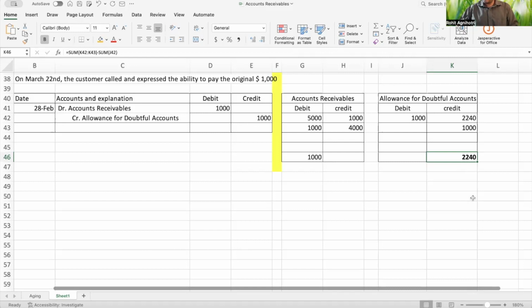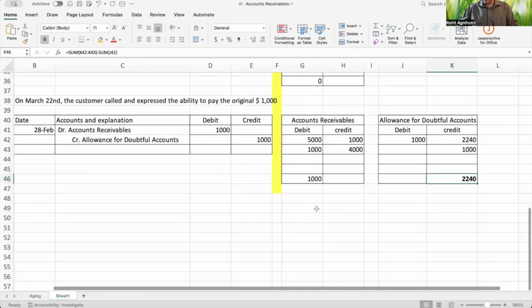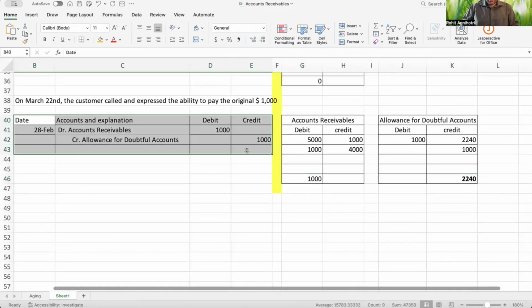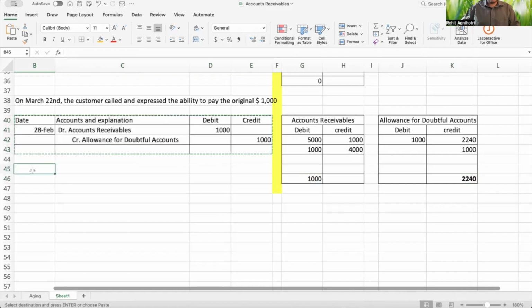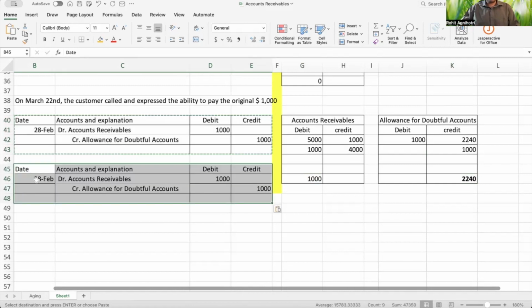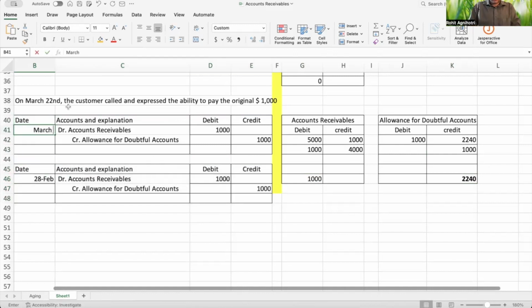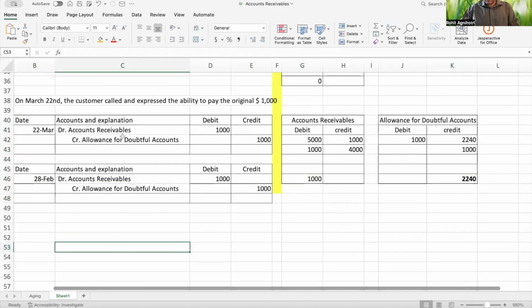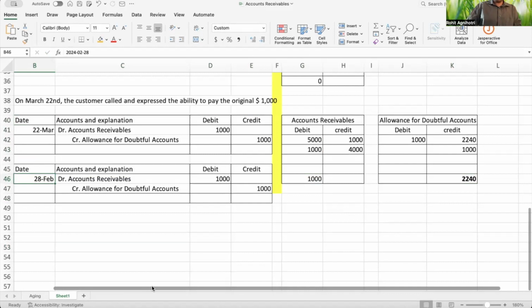Okay, so now what is the new balance of this customer? It's $1,000. And what's going to happen now? The customer is going to send you a check at a different time. So on March, this is March 22nd, the customer is going to send you a check. Let us say they send you a check on the 25th of March.